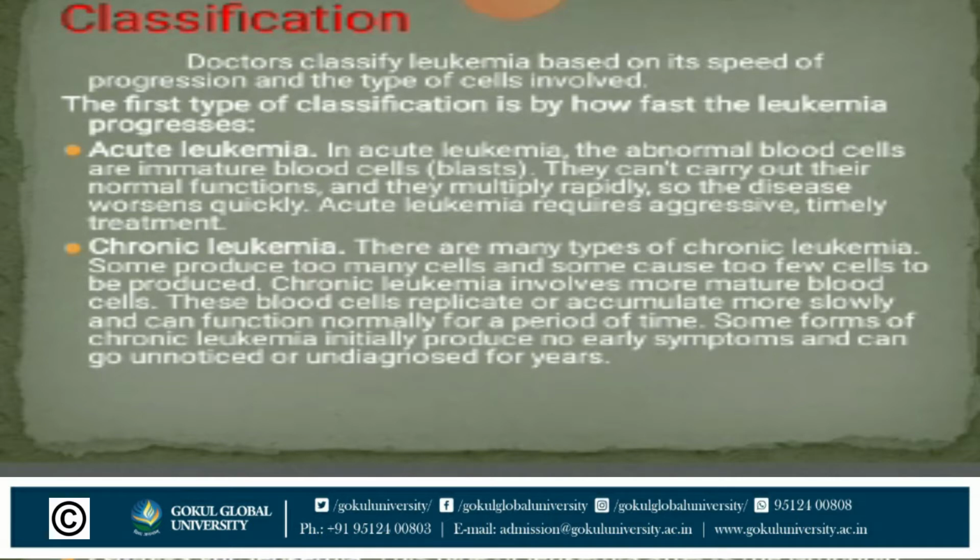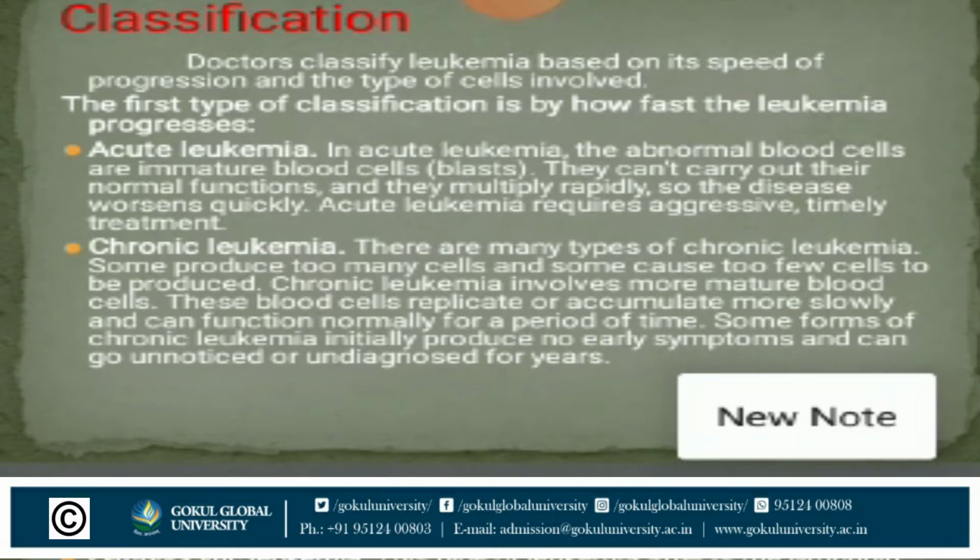And the next, chronic leukemia. There are many types of chronic leukemia. Some produce too many cells and some cause too few cells to be produced. Chronic leukemia involves more mature blood cells. These blood cells replicate and accumulate more slowly and can function normally for a period of time. Some forms of chronic leukemia initially produce no early symptoms and can go unnoticed or undiagnosed for years.